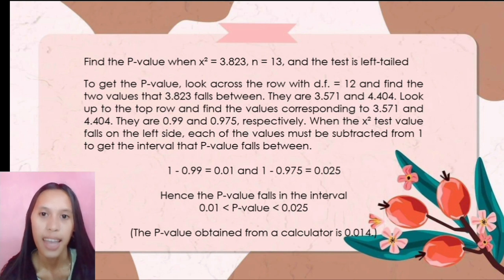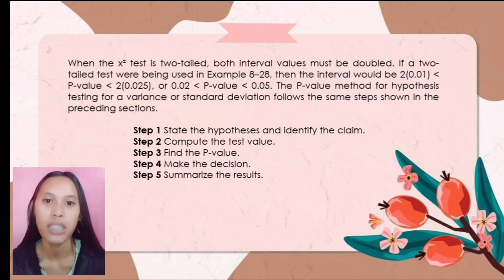So when the chi-square test falls on the left side, each of the values must be subtracted from 1 to get the interval that the p-value falls between. So 1 minus 0.99, the result is 0.01, and 1 minus 0.975, we have the result of 0.025. Hence, the p-value falls in the interval 0.01 is less than p-value less than 0.025. In our calculator, the p-value we obtained is 0.014.